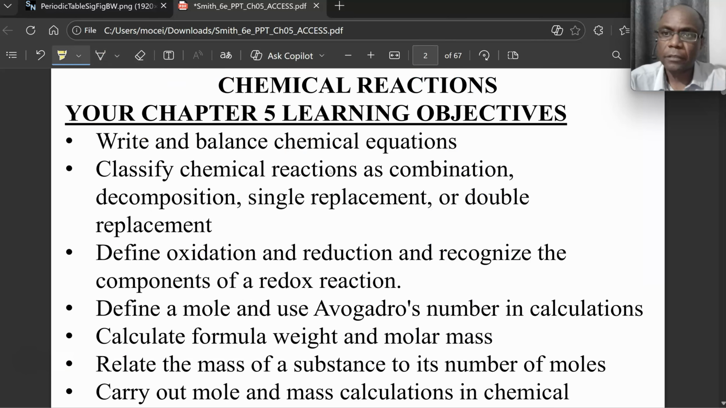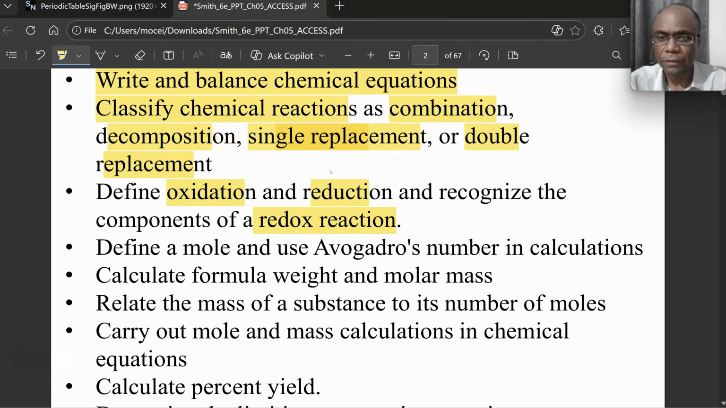Here are the learning objectives. We need to write and balance chemical equations. We need to classify chemical reactions as combination, decomposition, single displacement, double replacement. You can call it single displacement or replacement, double replacement or displacement. We also need to define oxidation and reduction reactions and recognize the species and the components in the redox reactions, those that are oxidized, those that are reduced. We need to identify those.